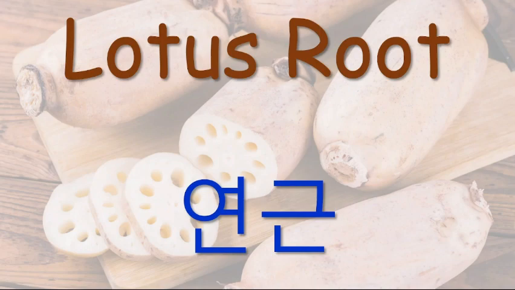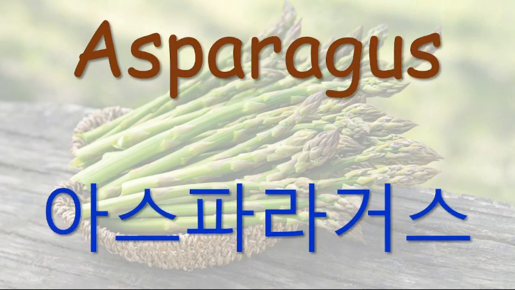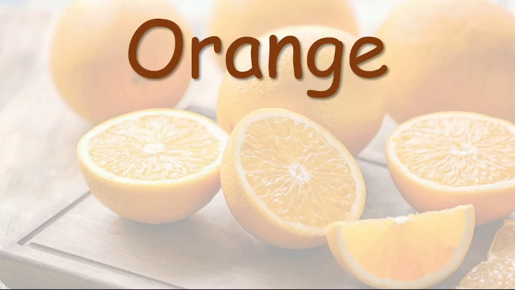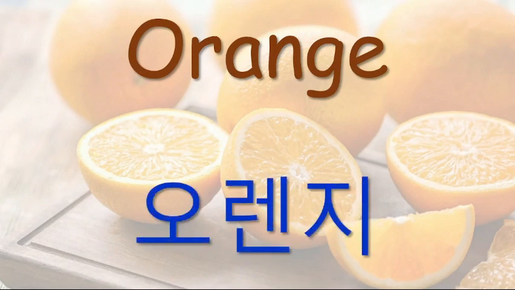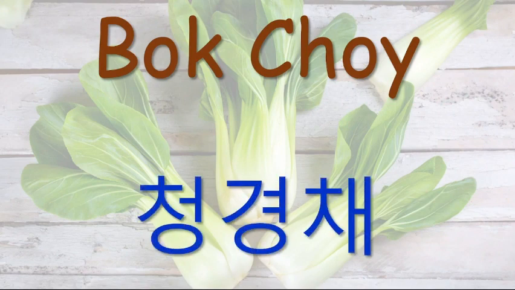연근. Next, let's see how to say asparagus in Korean language, and that is 아스파라거스. 아스파라거스. Next comes the Korean word for orange, and that is 오렌지. 오렌지. Now let's see how to say pork choy in Korean language, and that is 청경채.